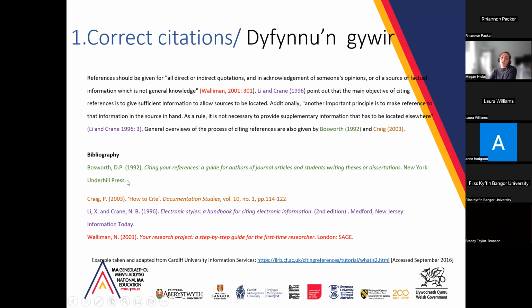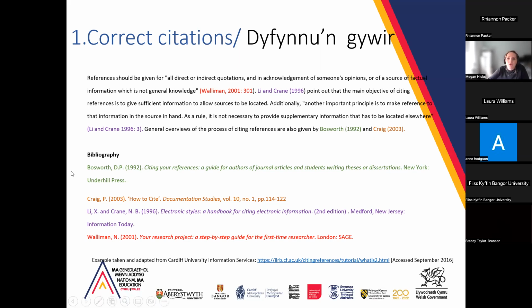It's in the bibliography then that we need that additional information, so we know what type of source it is and where that information has come from. So again, I'm not going to go through the formatting of the different sources. You can use your guidance documents to do that as you compile your reference list for your assignment.